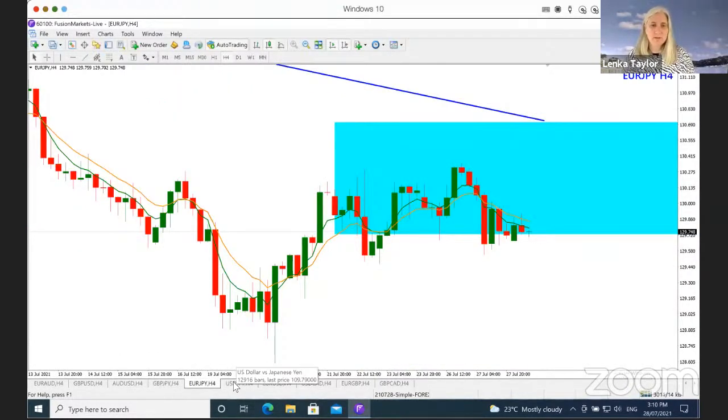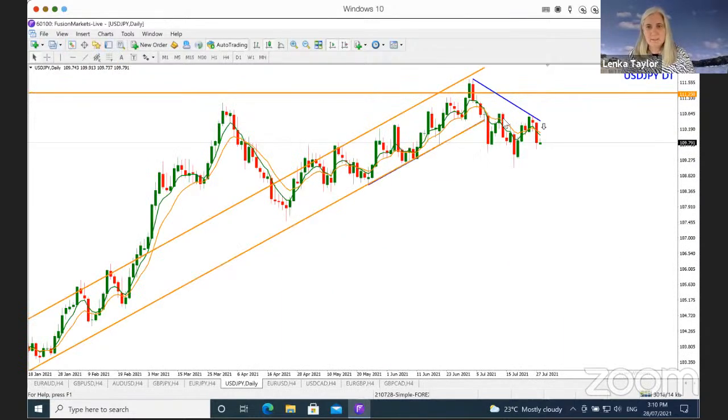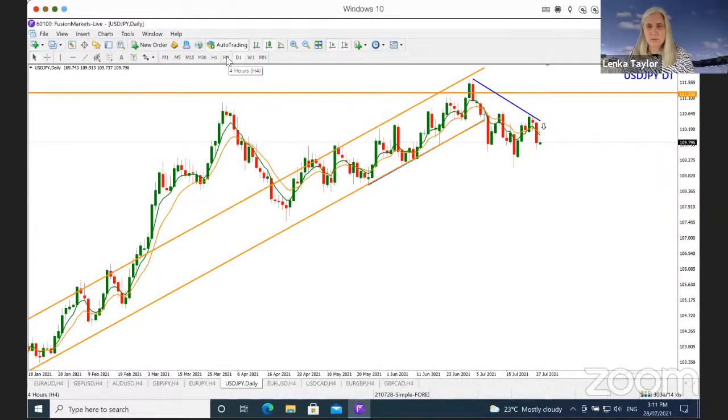All right, next currency pair is USD JPY. So USD JPY, I was looking for a short on the daily. Still looking short there. Weekly, basically it's just getting off this horizontal level. So looking for a short.